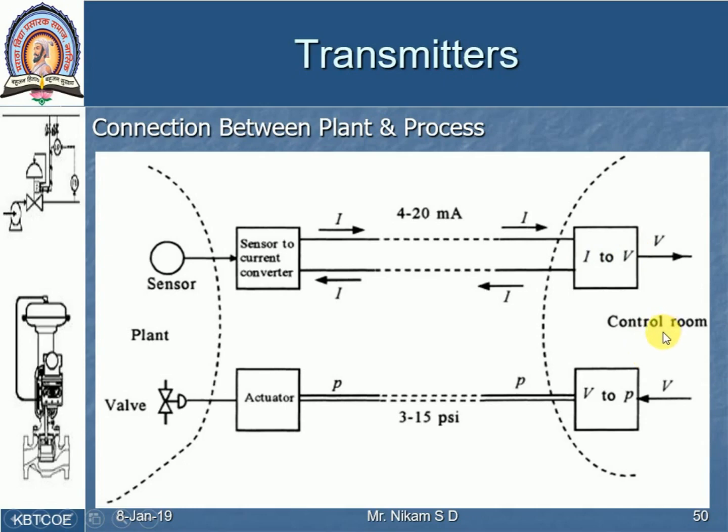Yes, and here when the output of a controller is in voltage form, I have to transmit it. So the voltage signal is normally converted into current form, and that current signal is given here, then we have the I to P converter, and then the actuator gets actuated.